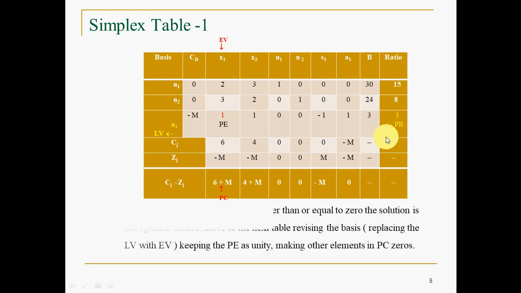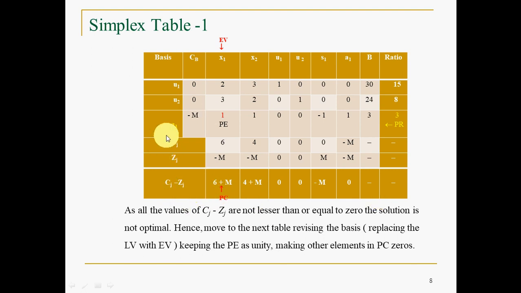While moving from one table to another table, you have to keep moving till you get all Cj minus Zj lesser than or equal to 0. Fine. So three things you have to keep in mind. You have to replace LV with EV. You have to keep the pivot element 1. And by using suitable row operations, the other elements of the pivot column, other than PE, you have to make 0. Only PE you have to keep 1, that's all. Other elements you have to nullify by using the row operations.